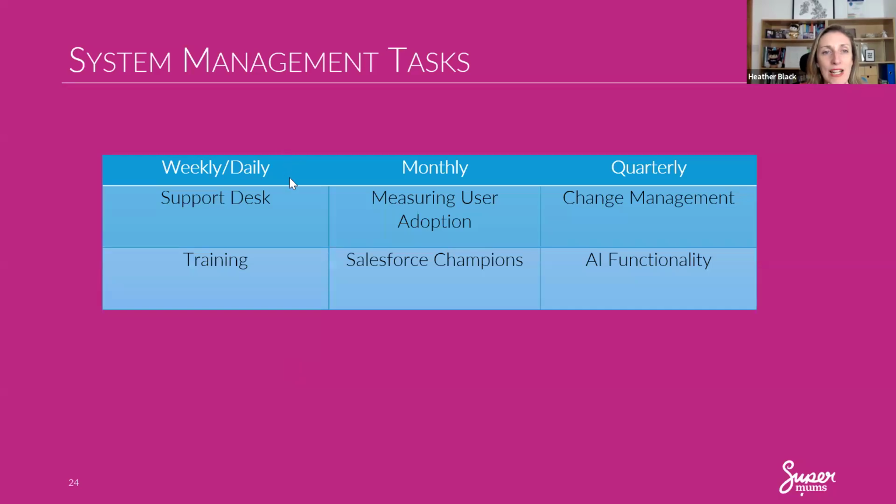So in summary, on a weekly, daily basis, we've got the support desk and training that you'll be doing. On a monthly basis, you've got measuring user adoption and working with your Salesforce champions and having a monthly meeting with them. And then quarterly, you're going to be reviewing your change management strategy and looking at potential AI functionality, because I tell you what, the speed of technology innovation at the moment is incredible.